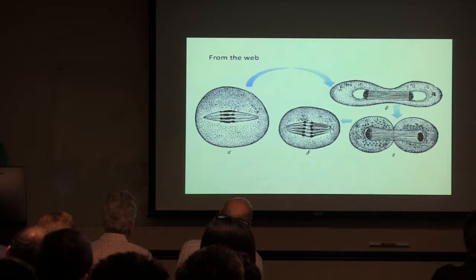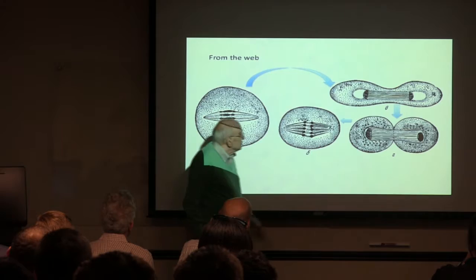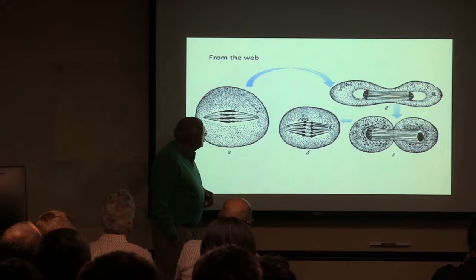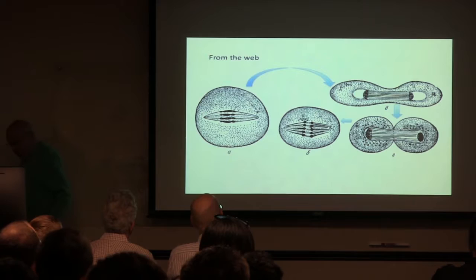Here's a lovely picture from the web that starts off with a nice happy cell here, starts dividing, emphasizing the distinction between the material that makes the nucleus and the extra nuclear material, and back then at the end to a daughter cell that looks more or less like the mother.